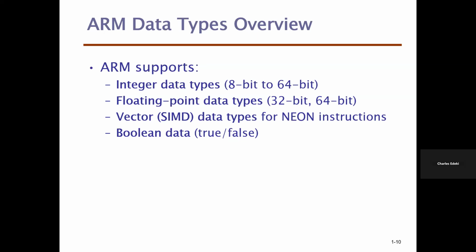SIMD, as we said earlier, is single instruction, multiple data. The Boolean type can represent, of course, true or false. That's it. So normally we say that the ARM instruction set is more regular and compact, which simplifies compiler design also.